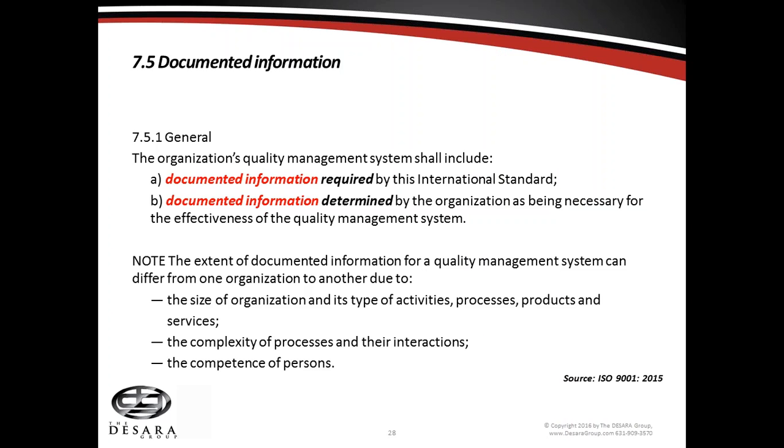7.5 talks about documented information, and 7.5.1, as the old point ones are, is general. New wording here: documented information required by the standard. We'll talk about what those are in a minute. And documented information determined by you, the organization, as being necessary for the effectiveness of the QMS.